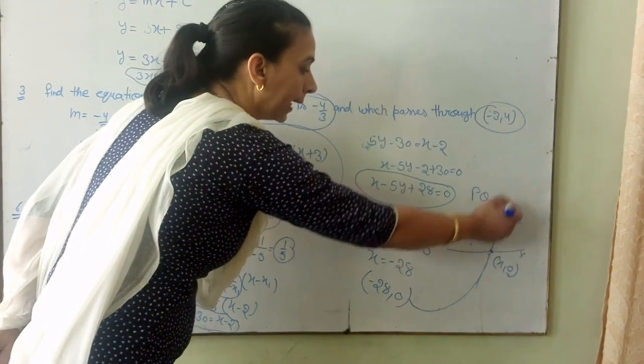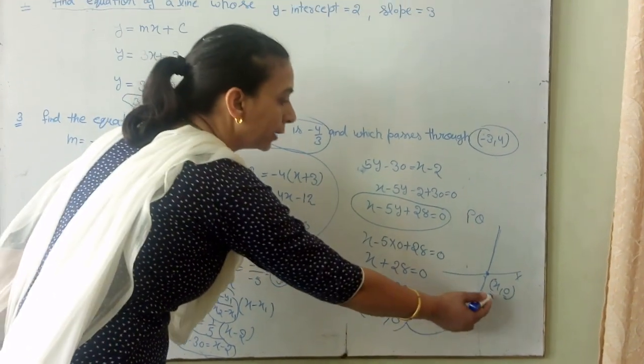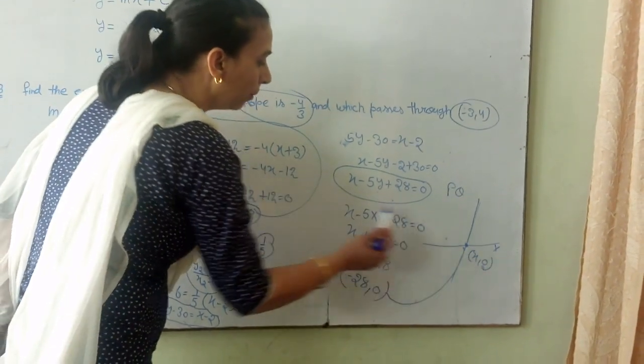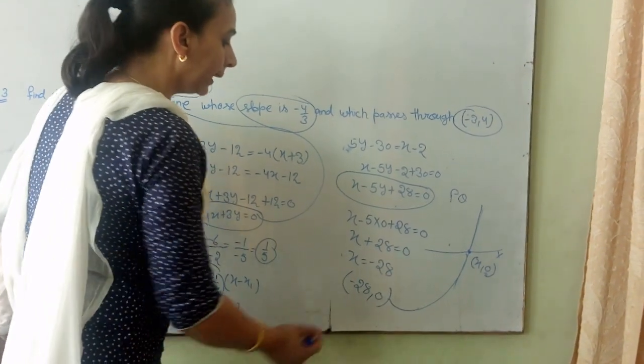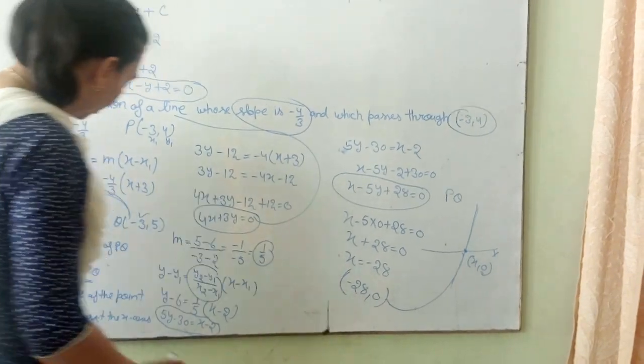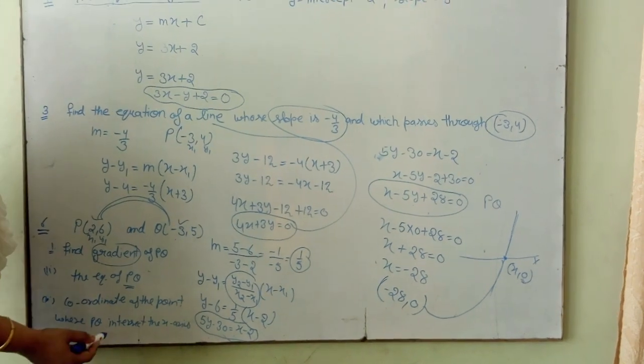Then this point lies on PQ. So we put this point on PQ. In place of 5 we write 0. Then x equals minus 28. Minus 28 and 0 is our required point. Clear? Then we take the next question.